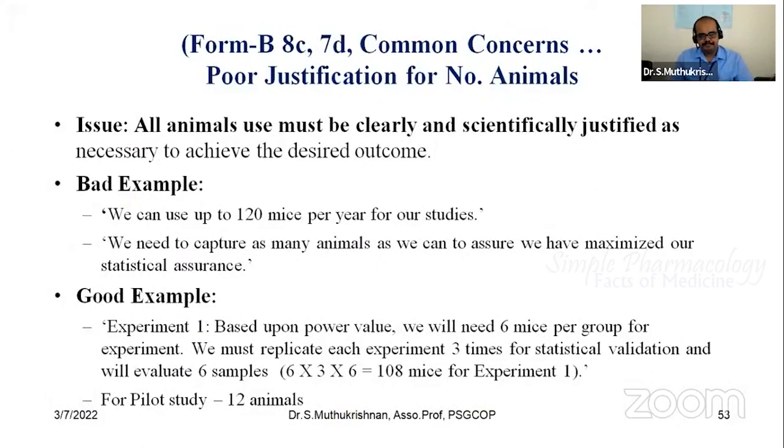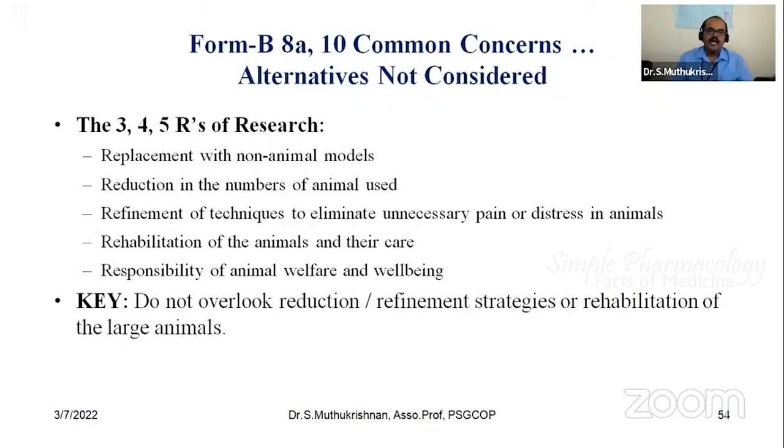At last, justification. How many animals you have taken, you have to justify based upon the power value, and otherwise you can explain based upon the split-up of your use. You have to justify the research. And in the same 8th part itself, you have to consider the 3Rs or 4Rs, 5Rs principles.